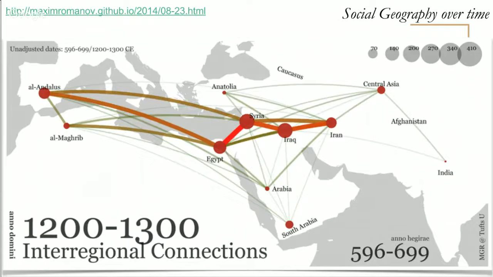And then in this particular period, which historically was a lot of turmoil in all these regions, we can see that people start traveling very significantly across pretty much the entire Islamic world from Iran to Spain. Next one.